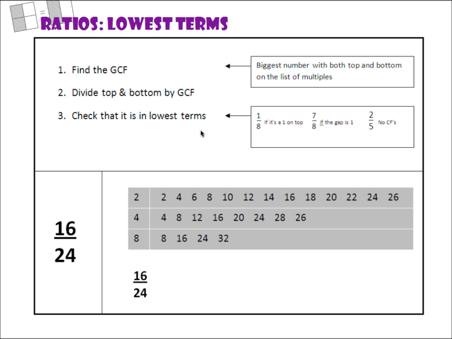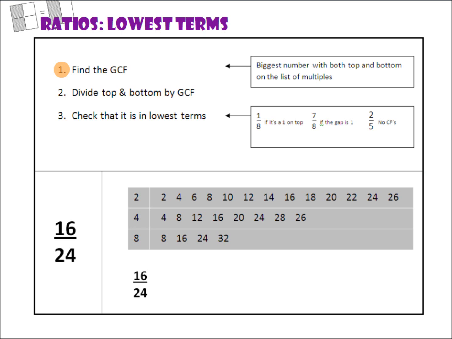But if we found a common factor that wasn't the biggest one, we may have a little bit of work to do still. So let's look at 16 to 24 as our ratio and go through the steps of putting it in lowest terms. So step 1 is to find the greatest common factor. We're going to look at 2 ways to do that.